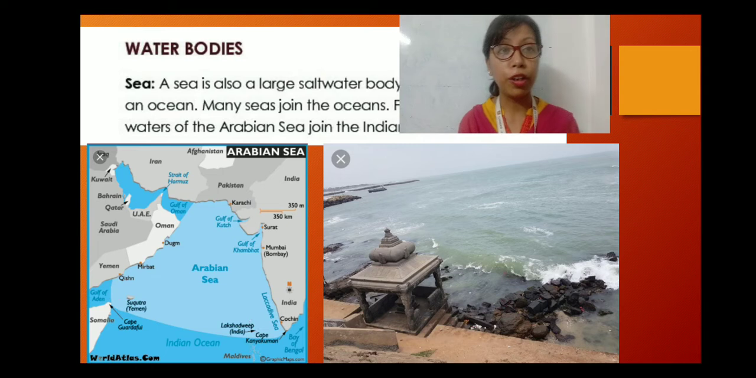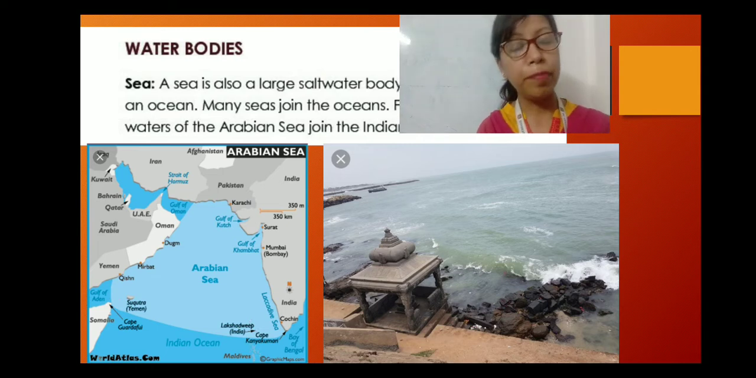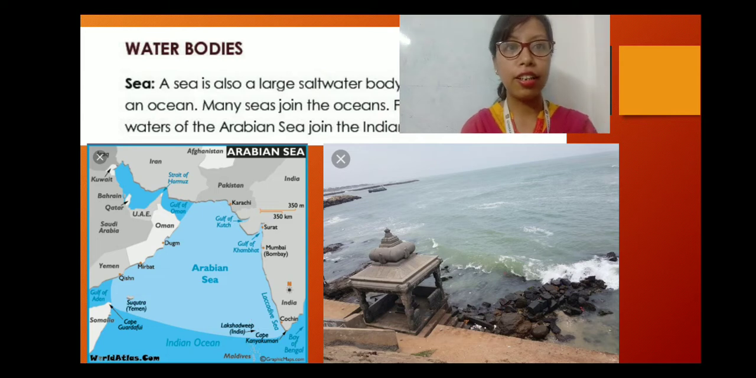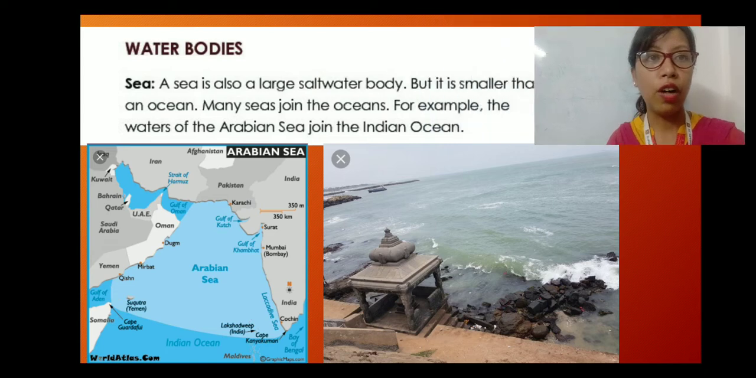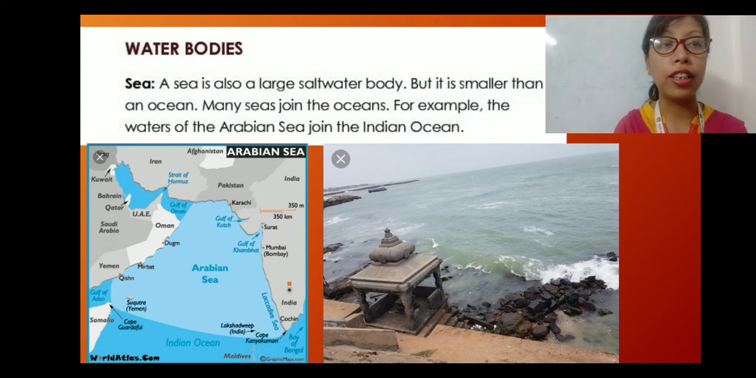Now, today we are going to start with the water bodies. Clear? So, what are water bodies? They cover the water, and we have already studied in chapter 2, right? So, they cover most of the earth's surface. Now we are going to study about the sea. The first water body is the sea.